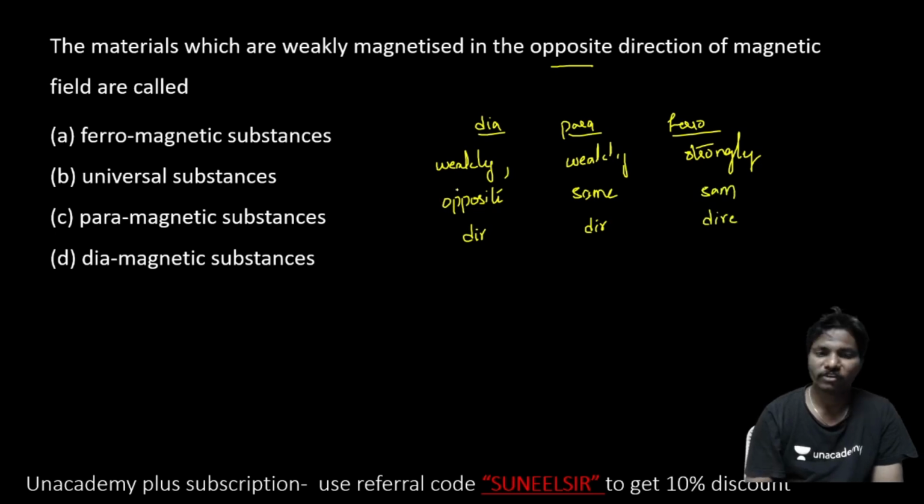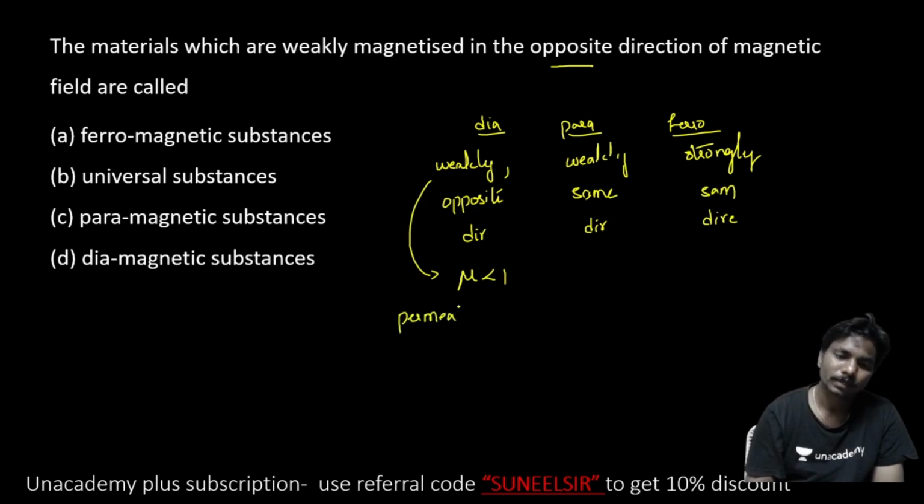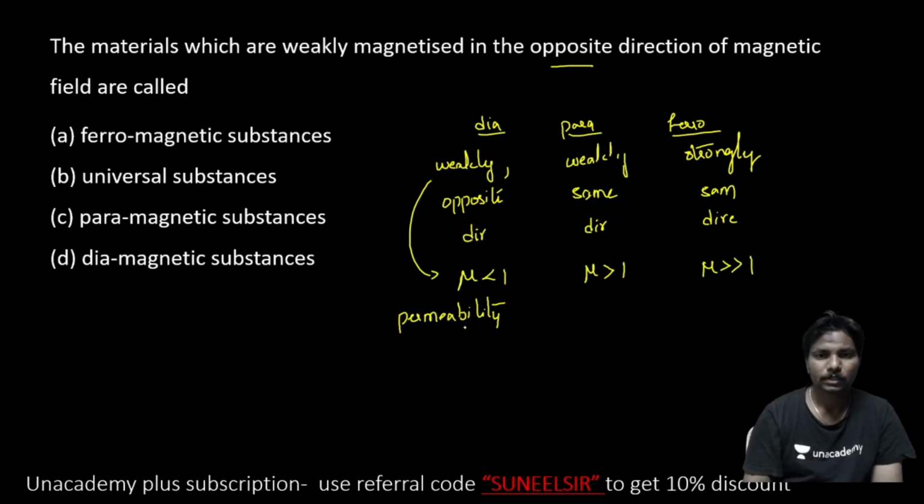So for weakly magnetized diamagnetic materials, the permeability value is less than 1. Mu is permeability, the ability to permit the magnetic flux. For para, it is just greater than 1. For ferro, it is strongly magnetic, so it is much greater than 1. So opposite direction, you can say that is diamagnetic. So the answer is option D.